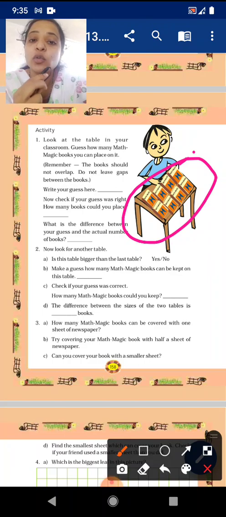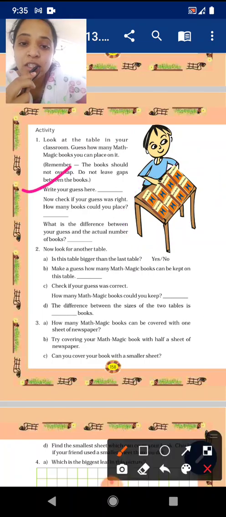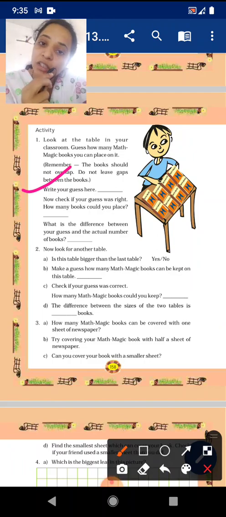See, they are telling us to do this type of activity. Then after, how many books you will place over there, that you have to write, whether it's 3, 4, 5. Okay, so that you have to count. Number 2, see what they are telling: write your guesses. We have to write, okay, whether it's 3 books, whether it's 4 books.